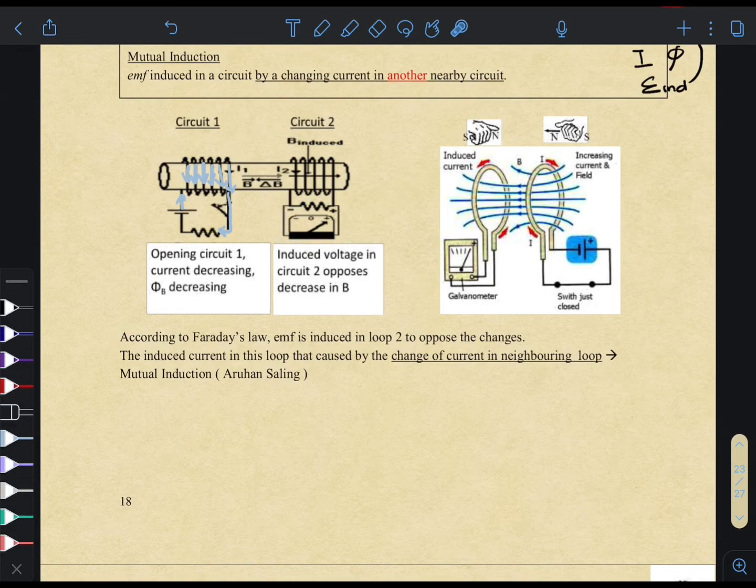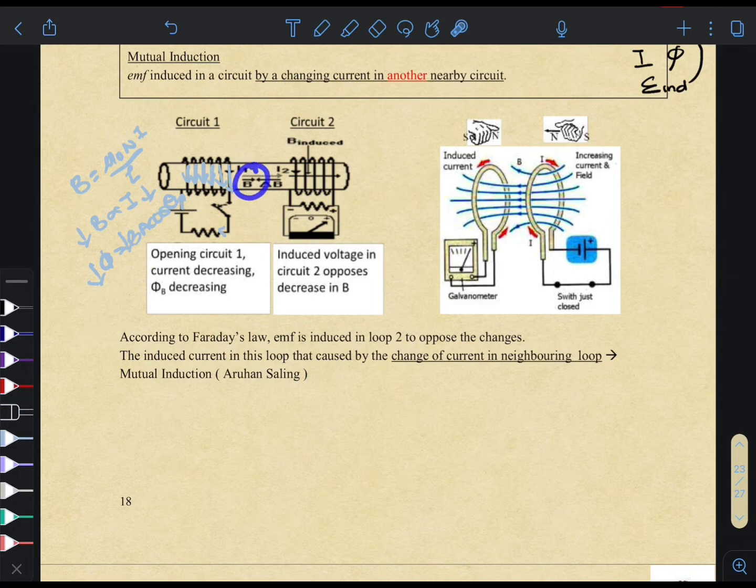Let's say sekarang kita switch off kita punya switch ini. Kita buka balik kita punya circuit. When you open the circuit here, arus akan mula berhenti untuk flow because you do not have a complete circuit. So the current will start to decrease. Bila current start to decrease, flux akan decrease, because for a solenoid B equals mu naught N I over L, B directly proportional to I. So I decreases, B decreases, flux pula sama dengan B A cos theta. So bila B decrease, flux akan berkurang.